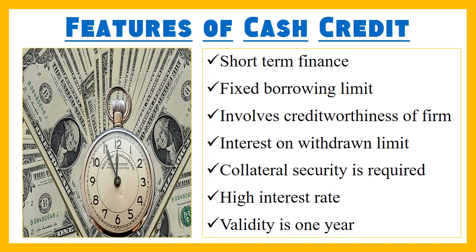Then, as we have already discussed, interest is charged on the amount withdrawn but not on the total borrowing limit. Then we need a collateral security such as stocks, fixed assets like land or property, which is used to secure the credit. The interest rate charged on the borrowing amount is high as compared to traditional loans, and this is also a major disadvantage of cash credit. The validity of cash credit is 1 year, then again the drawing power is re-evaluated. So these are the main features of cash credit.